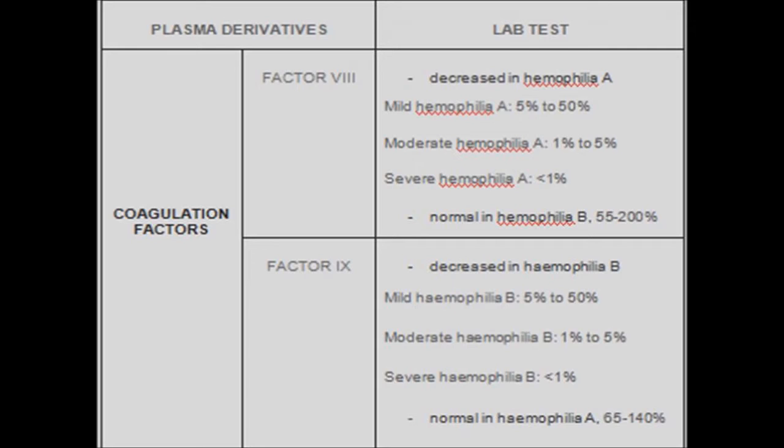Mild hemophilia B, 5% to 15%. Moderate hemophilia B, 1% to 5%. Severe hemophilia B, less than 1%. But it is normal in hemophilia A, 65 to 140%.